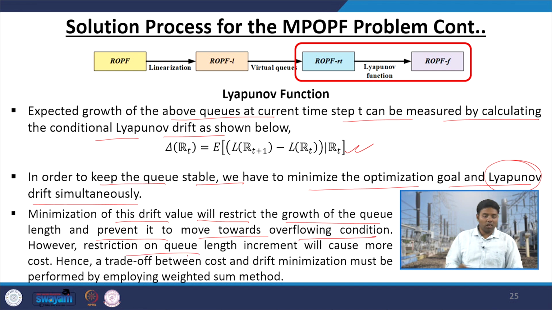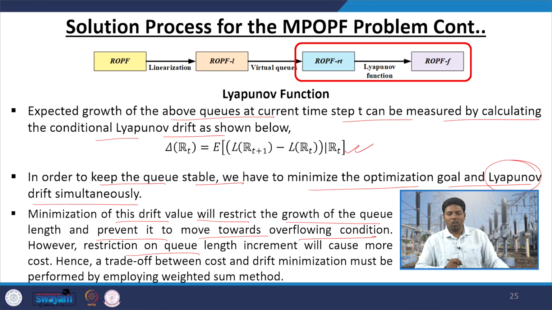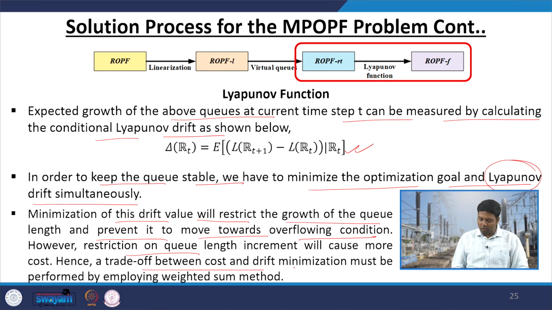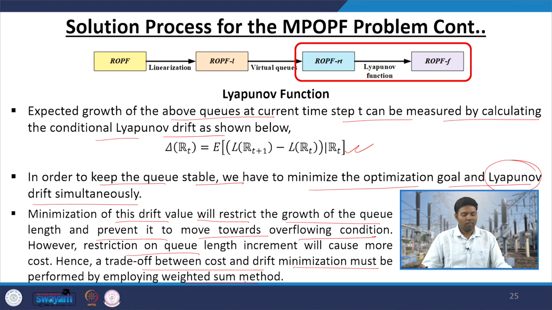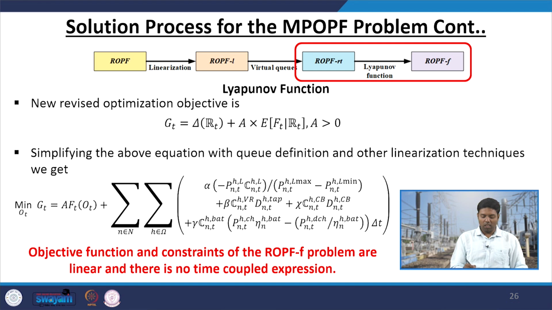However, restriction on Q length increment will cause more cost, right. That means you are not allowing the battery to discharge, you are not allowing the battery to charge. So what will happen? That will move to the more energy cost solution. Hence a trade-off between these two is highly needed with the help of the weighted sum method. So that we have done here.